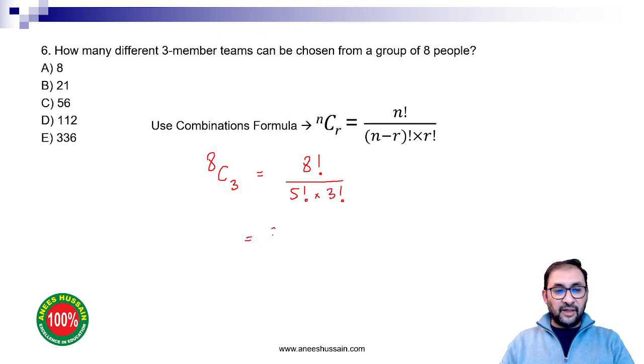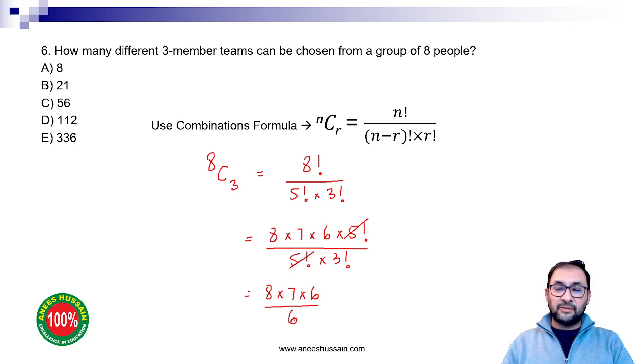So you can write this as 8 into 7 into 6 into 5 factorial divided by 5 factorial into 3 factorial. The 5 factorial and the 5 factorial cancel out. What you're left with is 8 into 7 into 6 divided by 3 factorial. 3 factorial is 6, because that's 3 into 2 into 1, that gives you 6. So you can cancel the 6 with the 6 and you get 8 times 7, which is 56. So the answer should be 56. I hope this is clear to all of you.